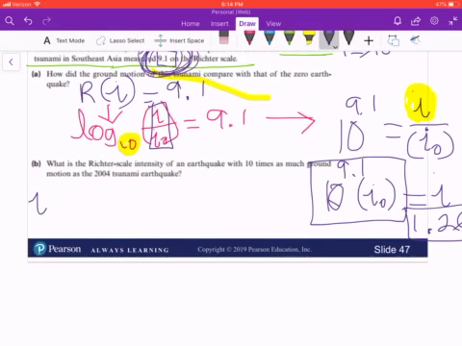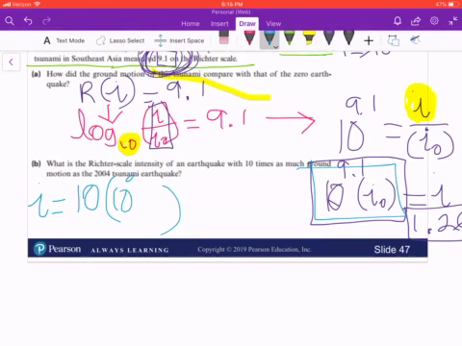So for this new earthquake, not the one that happened in 2004, we want it just to be 10 times more intense. So it will be 10 times what we got on the previous question. 10 to the power 9.1 times I sub 0. And so from here, we could use the associative property and add the exponents of 10. So we will get 10 to the power 10.1 times I sub 0.